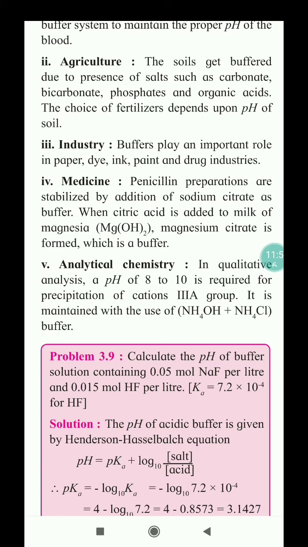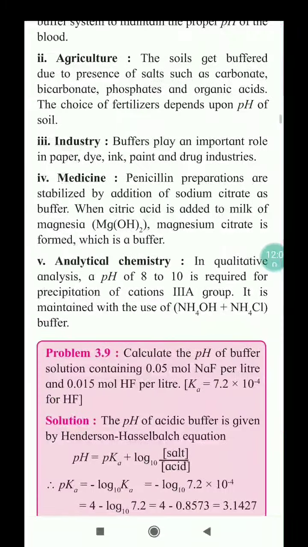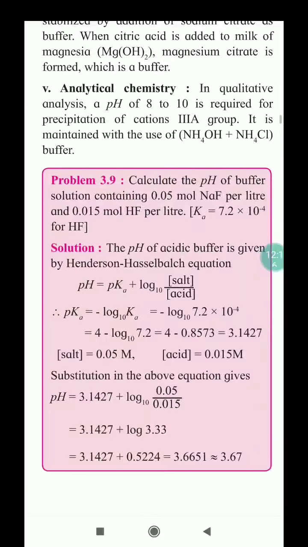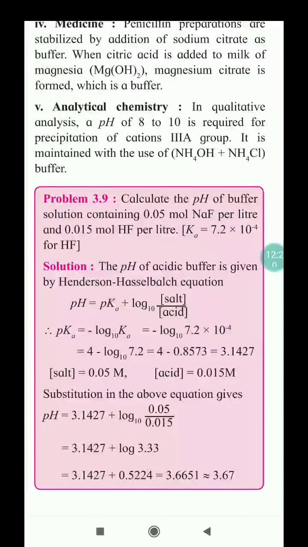Then analytical chemistry. In qualitative analysis, pH within the range 8 to 10 is required for the precipitation of cations of third A group. It is maintained with the use of a mixture of ammonium chloride and ammonium hydroxide buffer solution. So students, then we solve some problems.